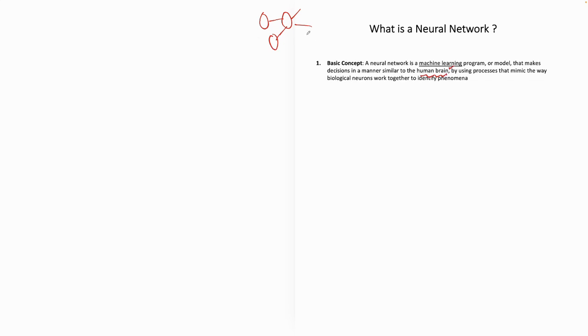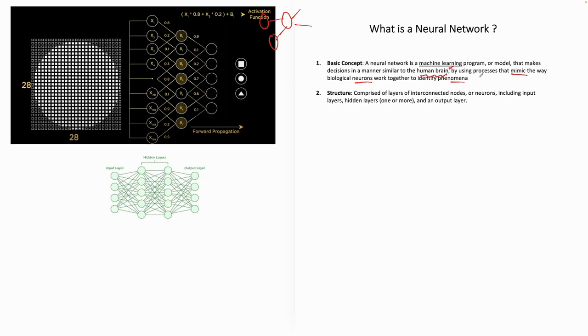You will see when we look at the structure of the neural network, it is also formed in the same way. Scientists thought about how our brain functions, where neurons are interconnected to each other. Let's create artificial neurons and connect them to each other so that some decision making can be done, right? It helps you mimic the way biological neurons work together to identify phenomena, right? Same as the human brain where neurons are interconnected, these artificial neurons are interconnected.